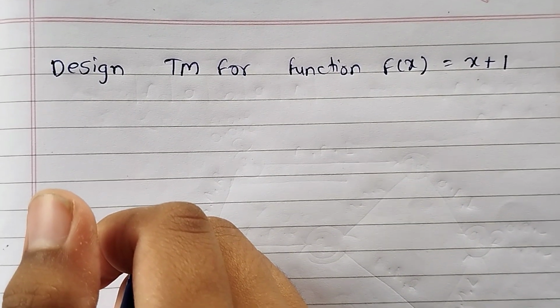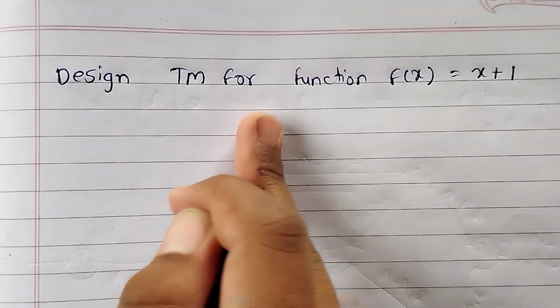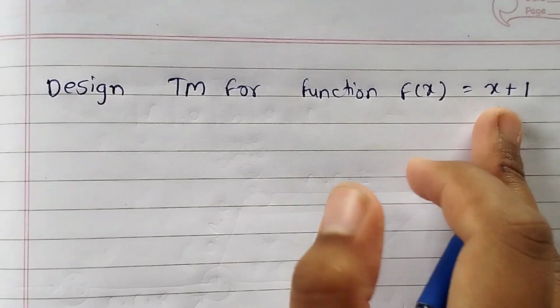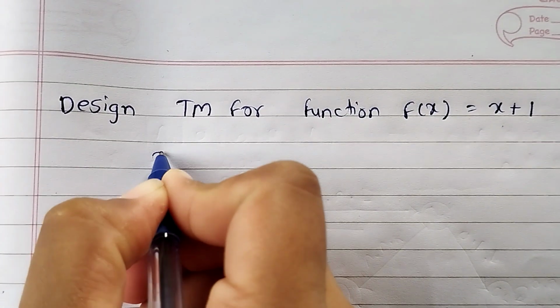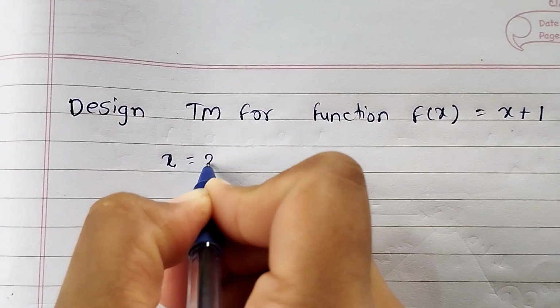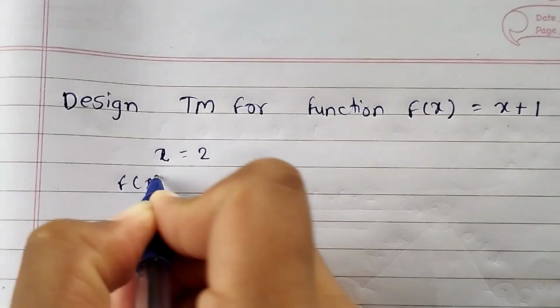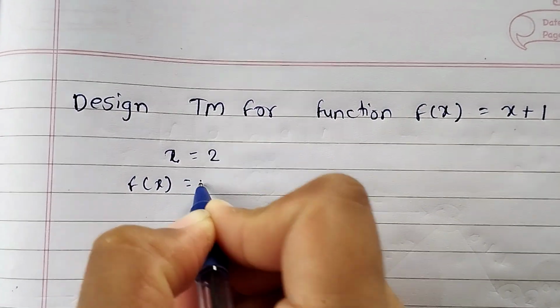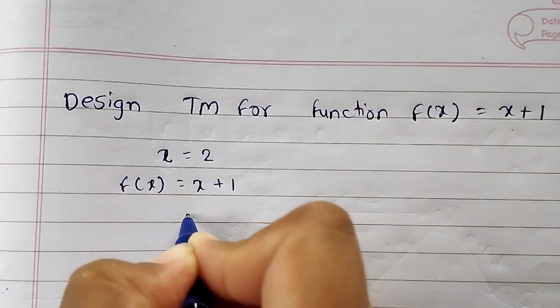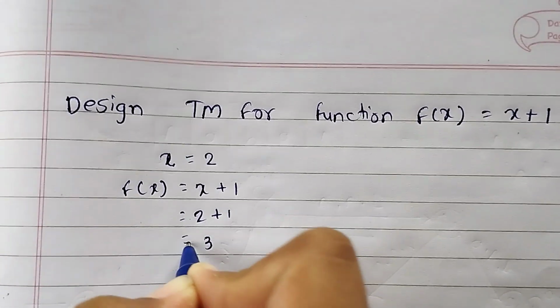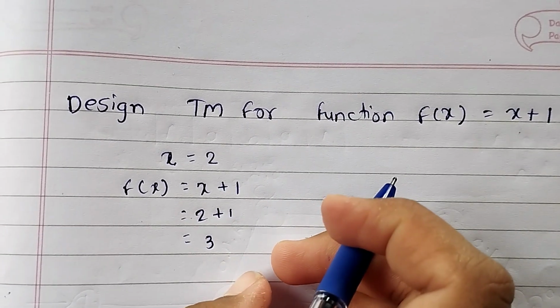Hello everyone, in this video we draw the Turing machine for the function x plus 1. Let's suppose x is 2. If we consider x is equal to 2, then f of x is x plus 1, which means 2 plus 1 is 3. So this is the simple decimal addition.